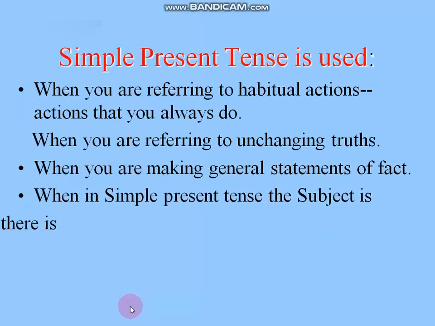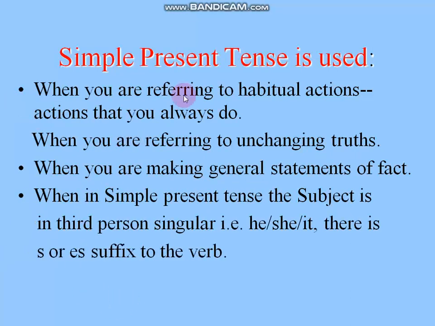Simple present tense is used when you are referring to habitual actions, actions that you always do. When you are referring to an unchanging truth, when you are making general statements of fact. When in simple present tense the subject is in third person singular, that is he, she, it, there is an s or es suffix to the verb. Now remember, this rule is very important.